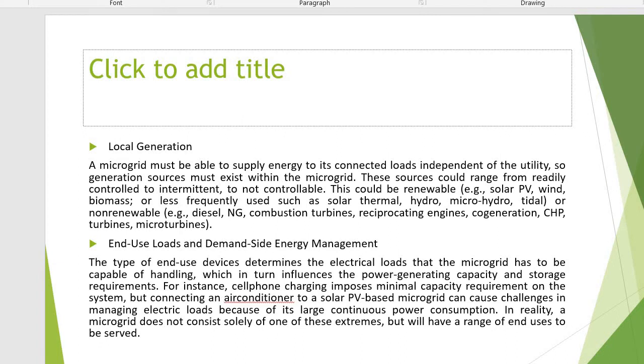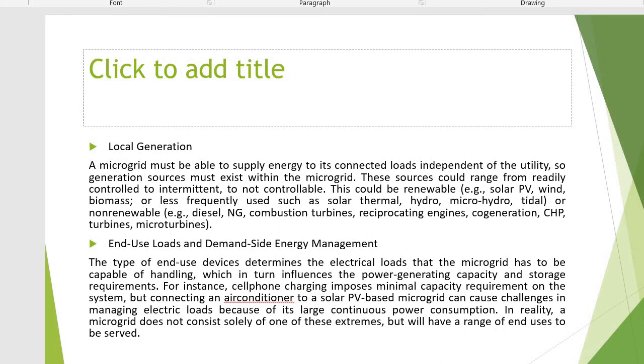Next, when we come to local generation, the microgrid must be able to supply energy to its connected loads independent of the utility. So the generation sources must exist within the microgrid. These sources could range from readily controlled to intermittent or not controllable. They could be renewable energy sources or non-renewable energy sources, that is conventional or non-conventional.